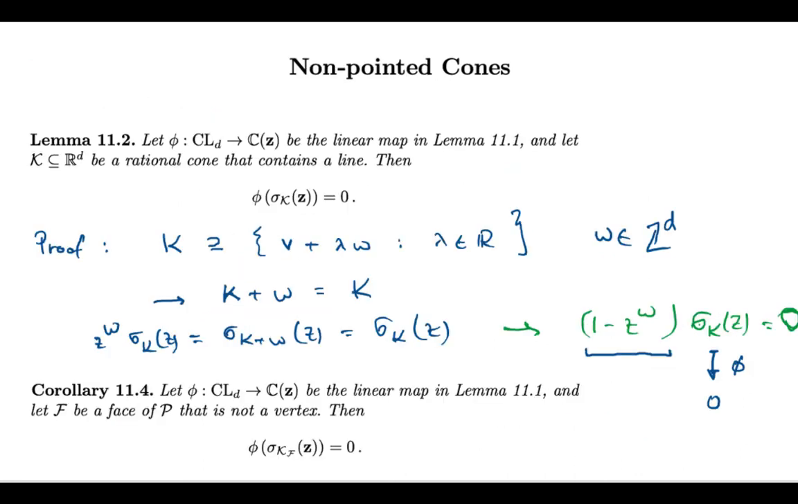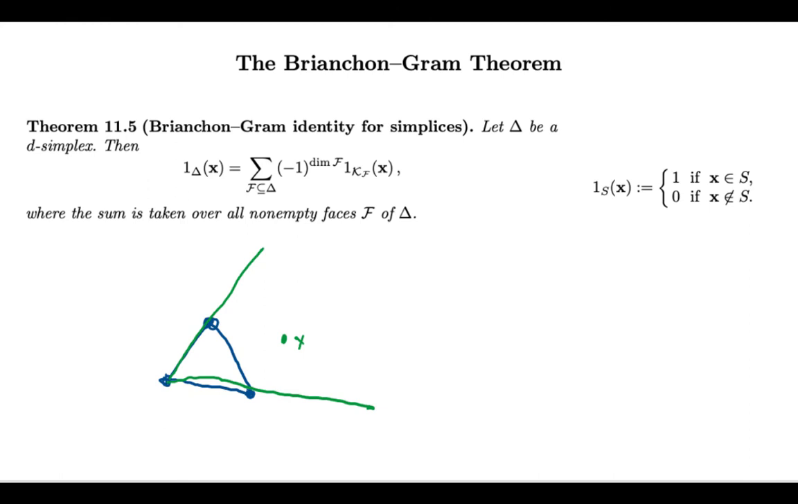In other words, if you have a tangent cone of a face that is not a vertex, this contains a line, and so the map in lemma 11.1 maps the corresponding integer point transform to 0. This, in turn, is important for Brion's theorem. And here we use another ingredient from the previous video, namely the Brion-Gram theorem. Let me tell you what happens in the case of a simplex with Brion's theorem.